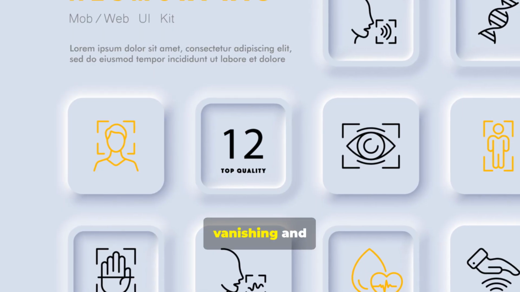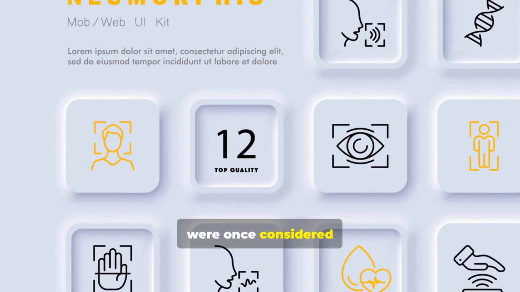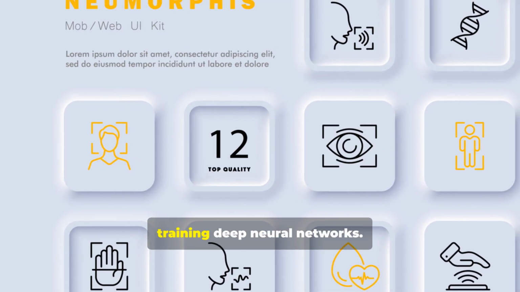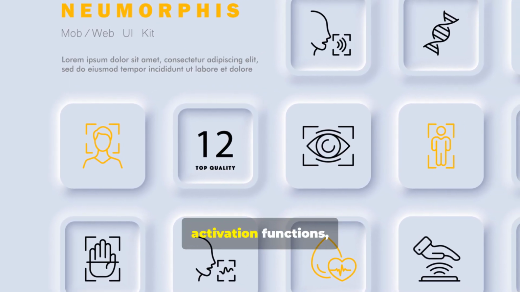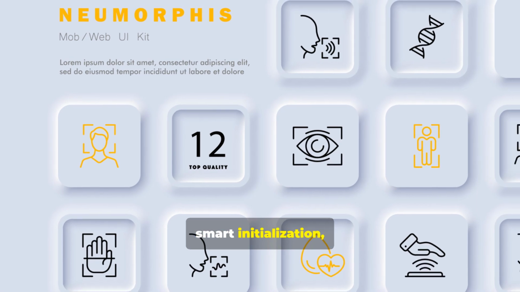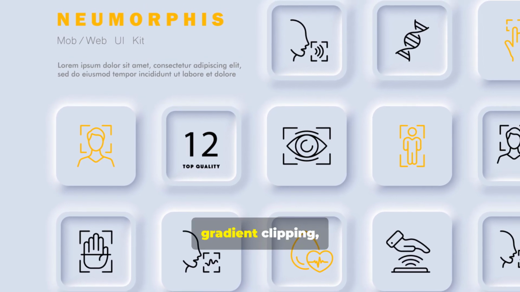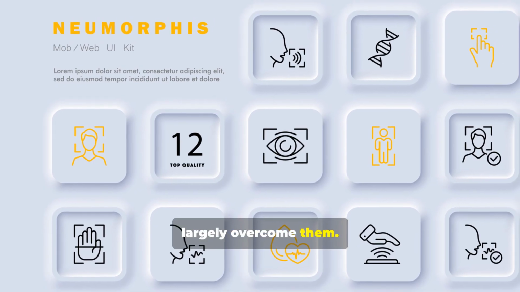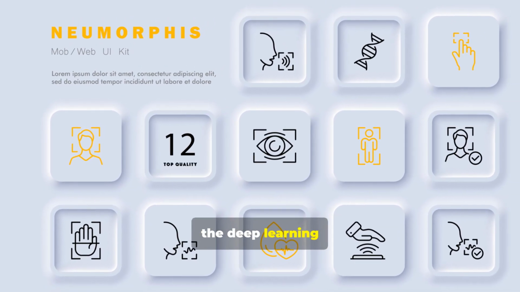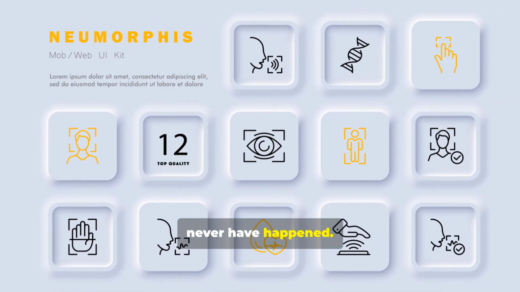In summary, vanishing and exploding gradients were once considered major obstacles to training deep neural networks. But through clever ideas, new activation functions, smart initialization, normalization, gradient clipping, and architectural innovations, we've largely overcome them. Without these advances, the deep learning revolution might never have happened.